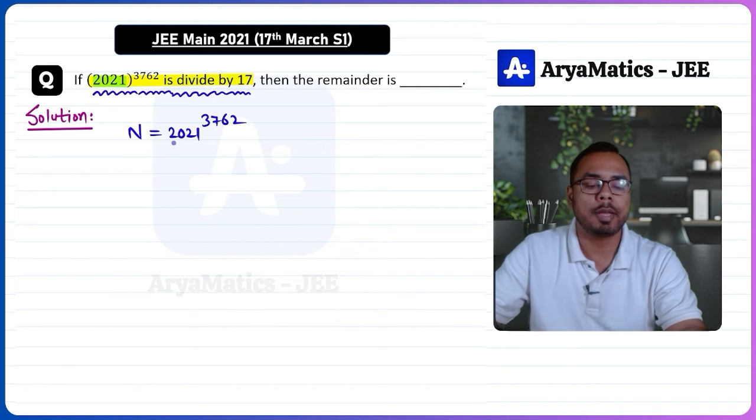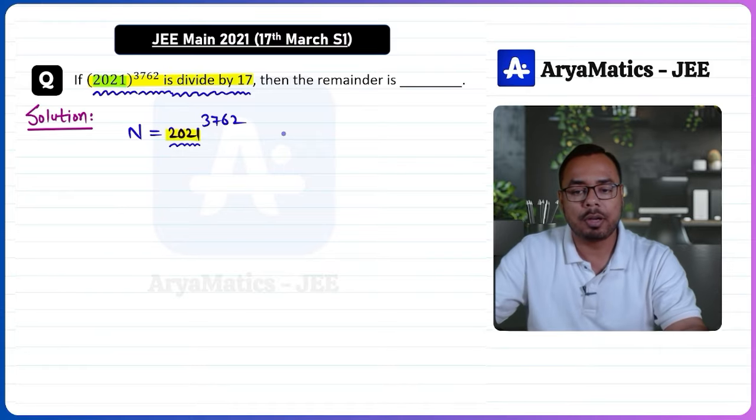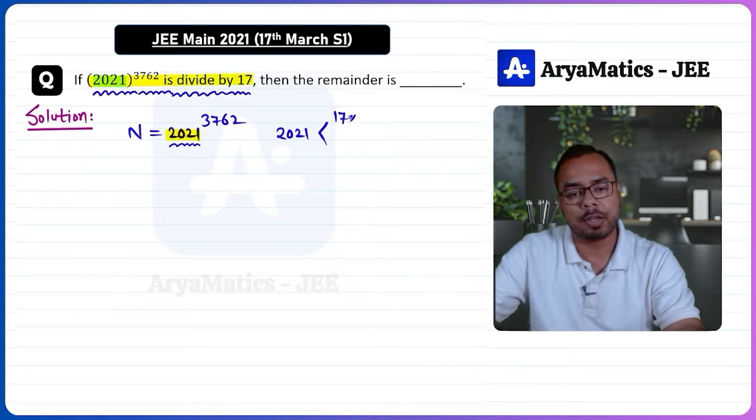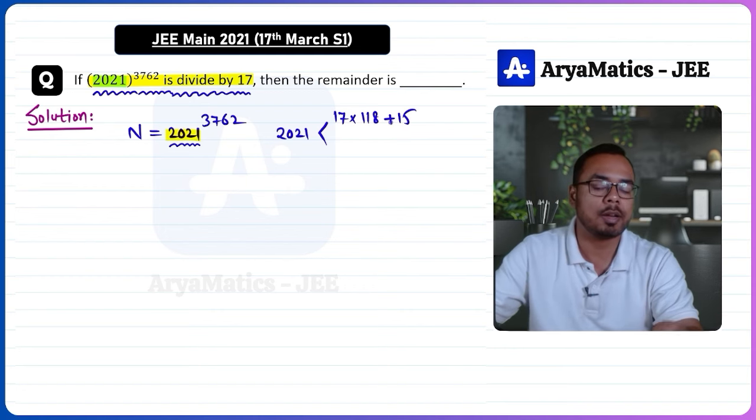Now here our aim will be first to decrease this base. Instead of 2021, we have to convert this into a smaller base, and from there we can see how to find the remainder. In order to decrease this base, we'll divide 2021 by 17. When you divide by 17, you'll find that this number becomes 17 into 118 plus 15. When you divide by 17, you'll get remainder as 15. So one way of writing 2021 will be 17 into 118 plus 15.